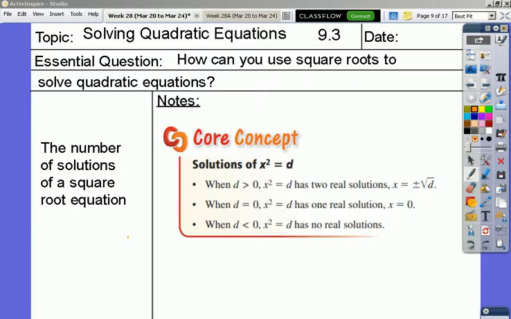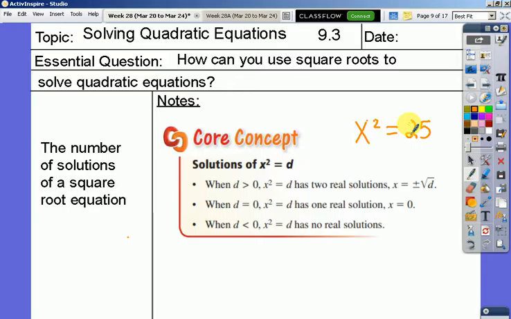Alright, so today we're looking at 9.3, how can you use square roots to solve quadratic equations. This is another way to solve quadratic equations other than factoring. So, we're going to first of all speak on solutions of x squared equals d. All this means is, let's say we have a real number, so x squared equals 25.